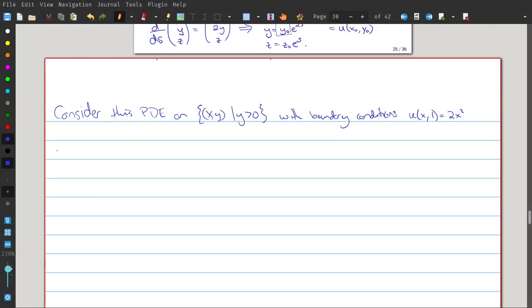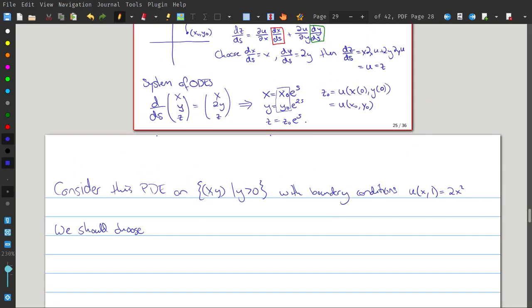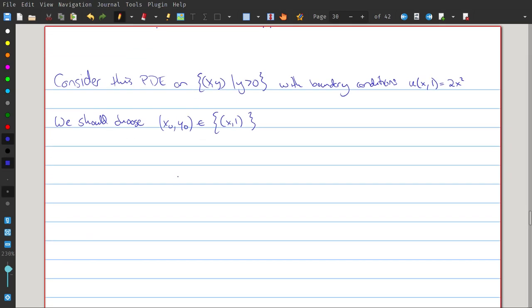So that suggests we should choose the initial points for the characteristic, that is x0, y0, to be part of the set where the initial conditions take place. Right? So we're given the initial conditions on the set of all points where x is any coordinate and y is equal to 1. And so we should choose our initial points to lie in this boundary. In other words, we should take y0 to be equal to 1.